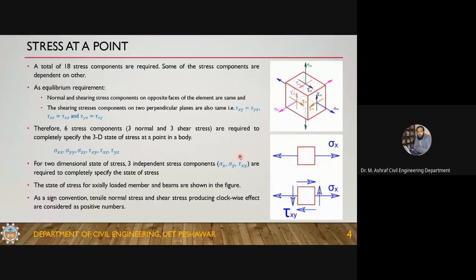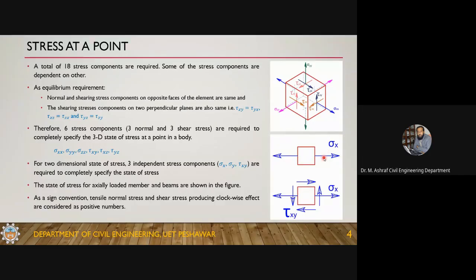Then there are certain phenomena which you can represent with a 2-dimensional state of stress, like the state of stress in an axially loaded member. You can represent it with a 1-dimensional state of stress, because the only stress acting is in the x direction. There is no shear stress acting, and there is no stress acting in the y direction. So if you have an axially loaded member, this is the state of stress.